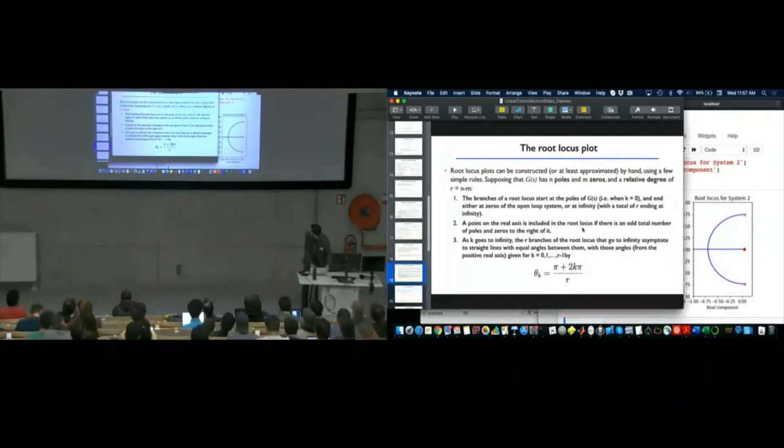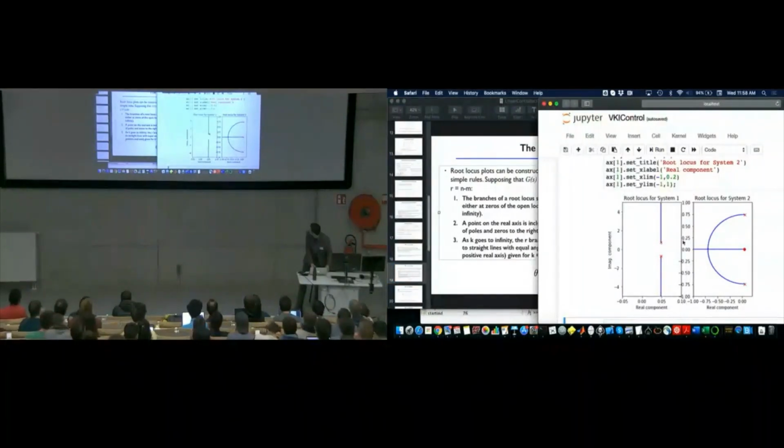So to start with, root locus always starts at the open loop poles, or the poles of G of S, which in our case for proportional control is just the open loop poles of our system. So that is why these scales are different, but one end of our root locus, which corresponds to k equals 0, is at these open loop poles.